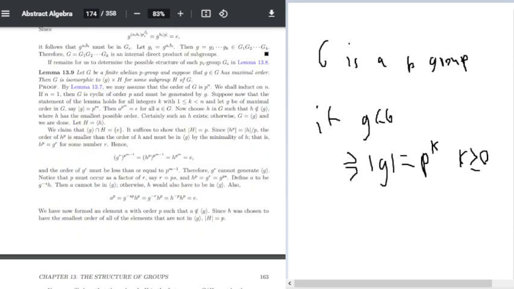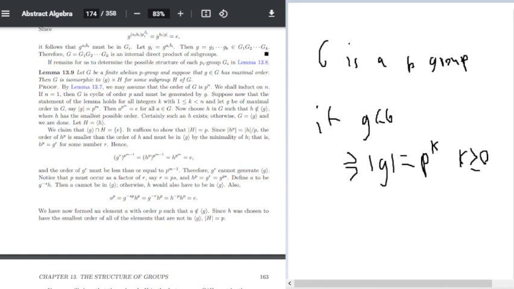Alright, so it remains for us to determine the possible structure of each p-group G_i, in Lemma 13.8. So we've shown that it's the internal direct product of these groups, right? But now we have to actually show what these group structures are. So, Lemma 13.9. Let G be a finite abelian p-group, and suppose that g in G has maximal order. Then G is isomorphic to the cyclic group generated by g times H for some subgroup H of G.